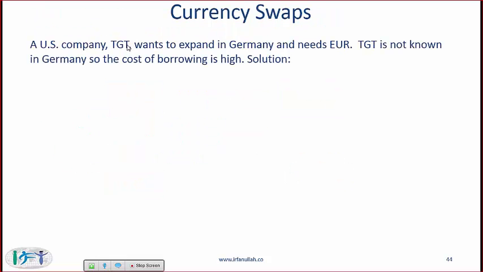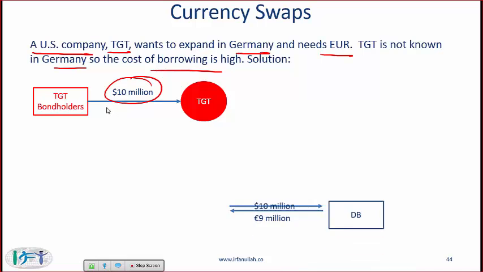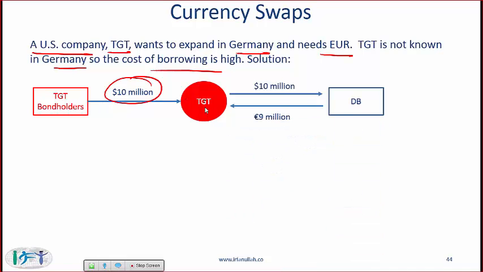Next we talk about currency swaps, and we'll understand this through an example. A US company, Target, wants to expand in Germany and needs euro. Target is not known in Germany, so the cost of borrowing is high. What is the solution? Target issues bonds in dollars in the United States, and since Target is well known, the cost of borrowing here will be low. And then Target does a swap with Deutsche Bank, which is very well known in Germany. So Deutsche Bank can raise funds at a low rate in Germany.